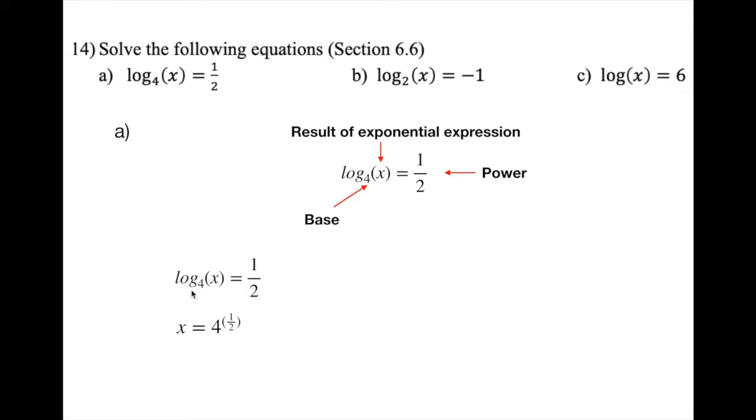And basically, this and that, they are the same. But this one is much easier. 4 raised to the power of half. We know how to deal with that. And if we know that, we will know your x value immediately. So that will become the square root of 4, which is 2. That's part A.